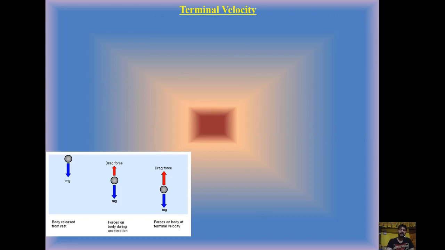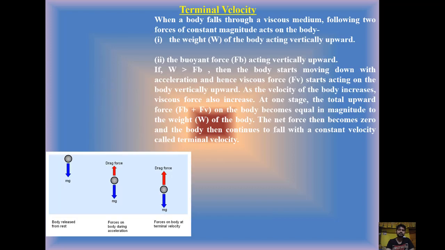Now according to the principle of dimensional homogeneity, we can write that in terms of basic units, and equating the powers of M, L and T, we get F equal to k eta r v, and by doing the calculations we get k equal to 6. So the famous Stokes law is given by F equal to 6 pi eta r v.